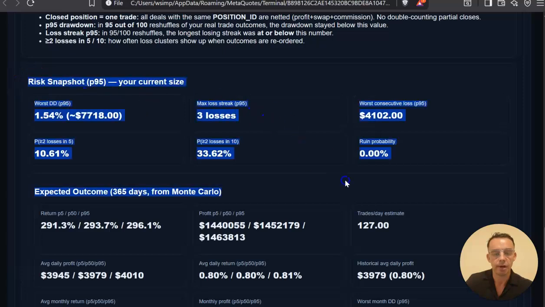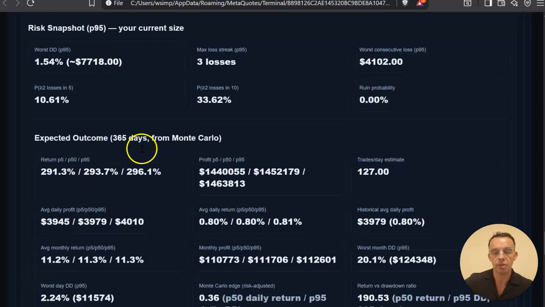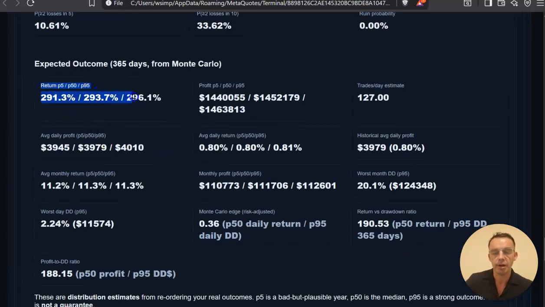This just gives us our risk snapshot. So 3 losses, worst consecutive loss, drawdown 1.5%. This is just running the Monte Carlo expected outcomes. It's giving us our yearly outcomes, daily targets. So 3 different daily targets, average daily returns, and we use all this data for setting daily profit targets. But again, the Apex11 smart profit session profit trackers will basically automate all this process for you.